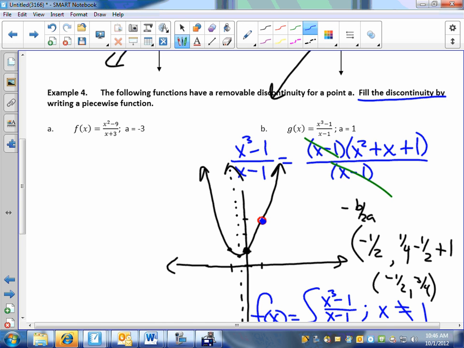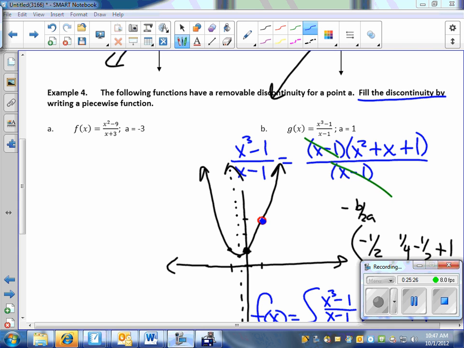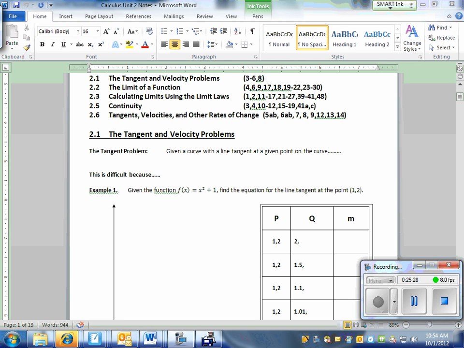All right, I'm going to pause it, and I have some things to hand out, as well as, you guys can see your assignment. Okay, in case anybody's watching, Rebecca or somebody, 2.5. You can see section 2.5. This is continuity. You're going to do problems 3, 4, 10 through 12, 15 through 19, and 41A and C, and that would be page 110.